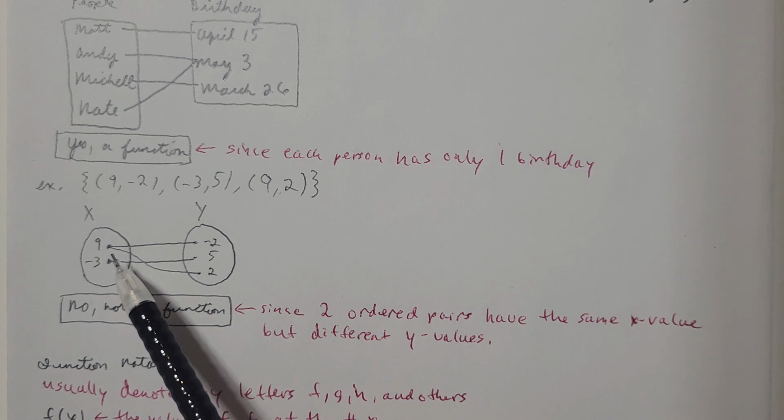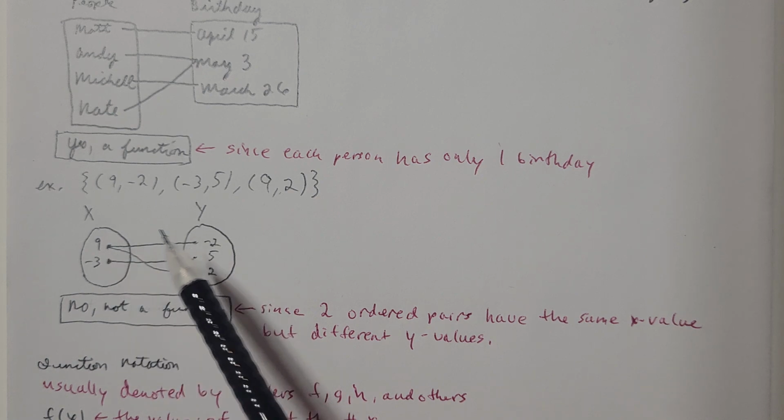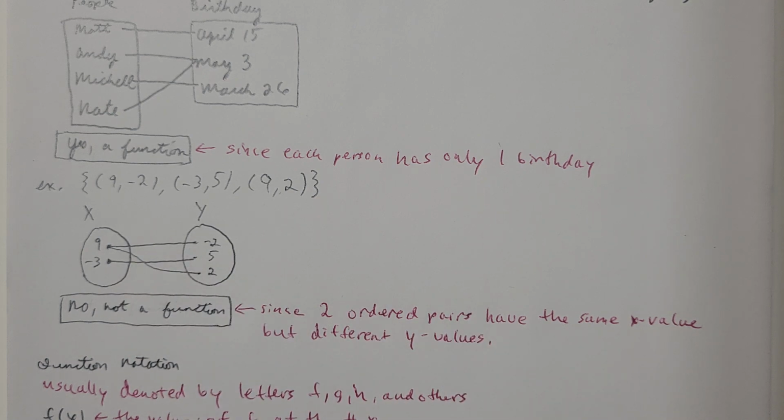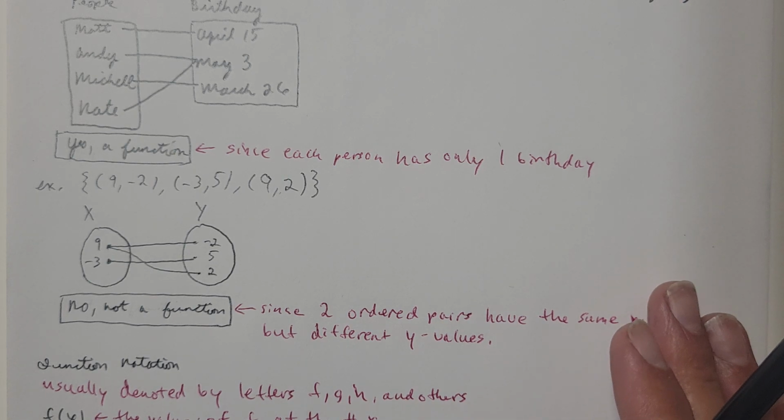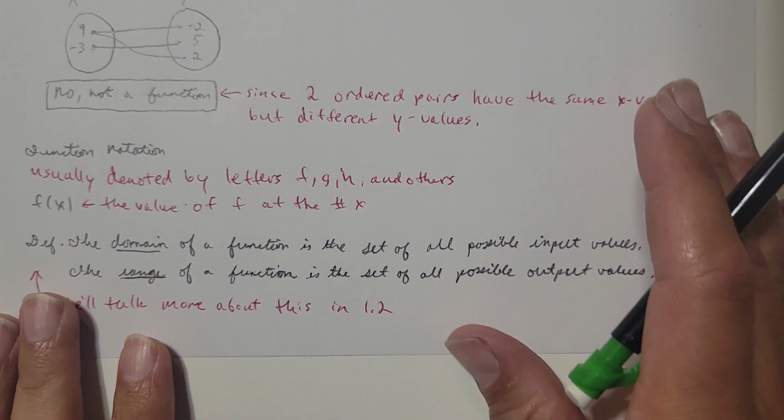The person who's walking over the right side cannot be in two places at one time, right? That's impossible. So any situation that would look like the one that we've got here is not going to be a function, okay? And the next thing, function notation.